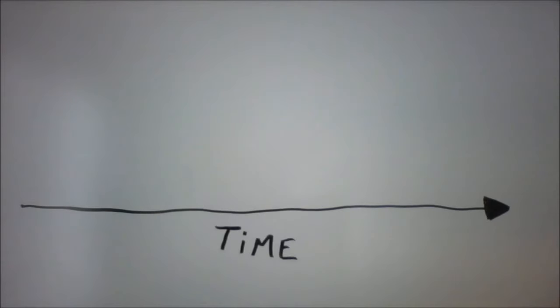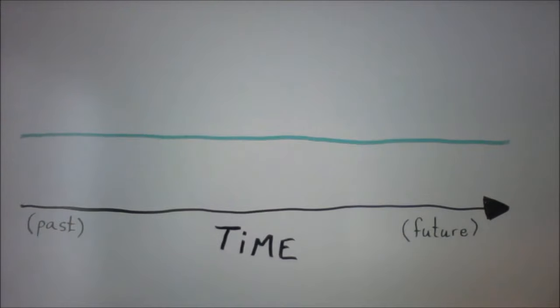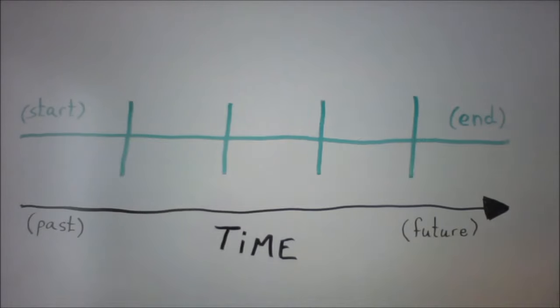Here is the arrow of time. The past is on the left, the future is on the right. The simplest way to keep track of music as it plays through time is by drawing a straight line. The start is on the left, the end is on the right. Now, to help us locate ourselves within the music being played, let's divide this line in segments called measures or bars. Each of these segments contains the same number of beats.